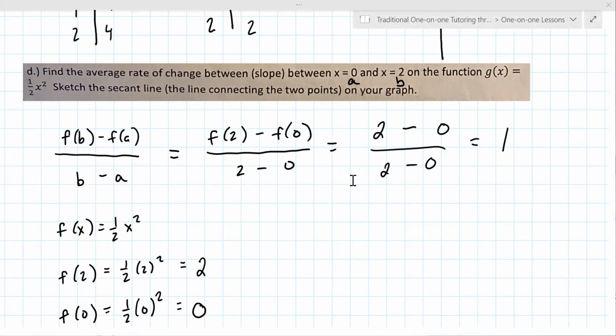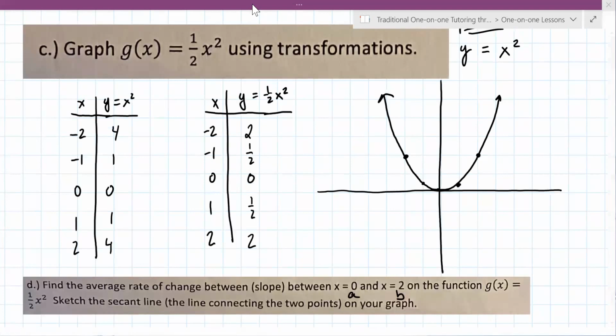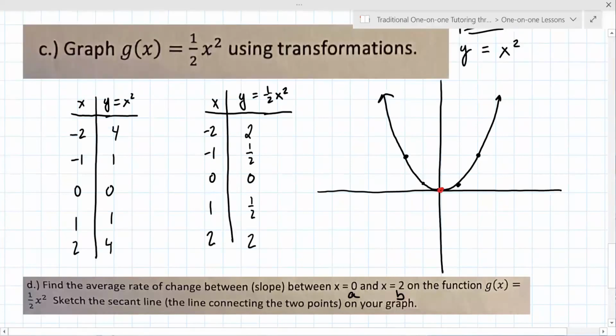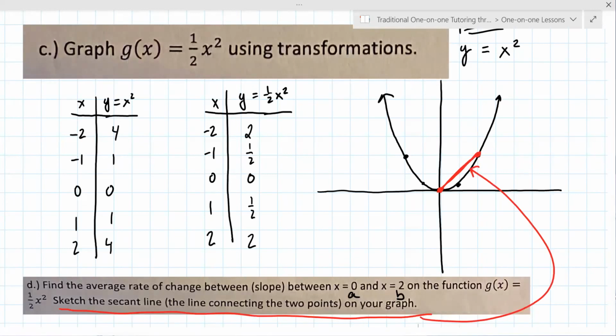I'm ready. Okay, so we're connecting the point (0, 0) on our graph here, and then (2, 2) right there. So we're connecting these 2 points. See how we're connecting with a straight line? That's part D. That's the sketch of the secant line on the graph there. So the secant line is the red line. It's in red, yeah.